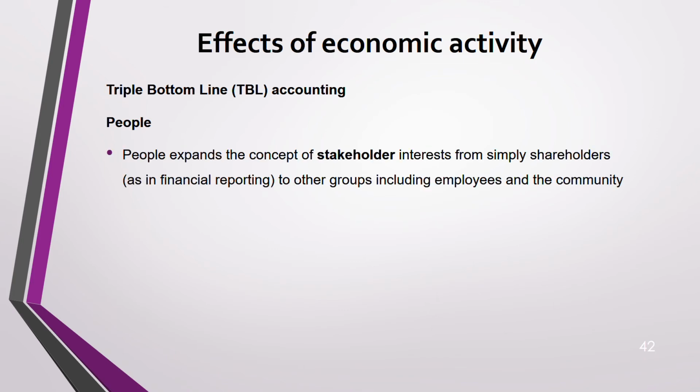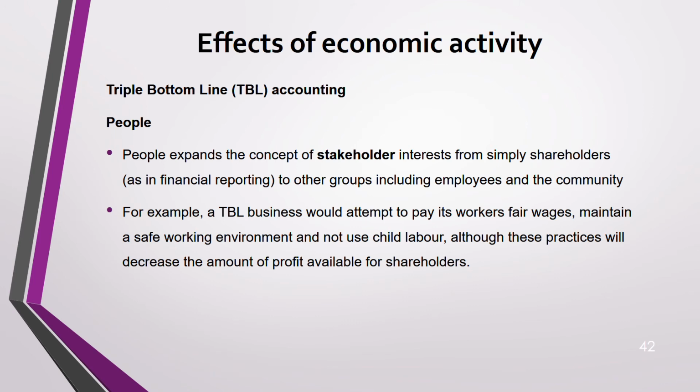People is stakeholder interest. Simply, you are taking care of the stakeholders. Earlier, it was just the shareholder in the financial reporting and all. Here, you are taking other stakeholders' interests also. Next, for example, a TBL business. If you have a triple bottom line business, what do you do? You pay your workers fair wages. A safe working environment is maintained. No child labor is used. Okay, these practices will reduce the profit, right? Because it's a cost for you to give fair wages. You might have to pay more wages.